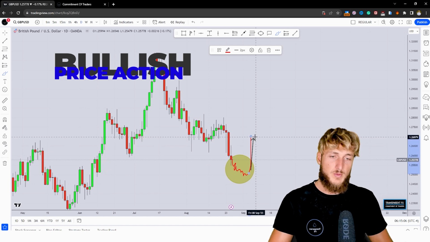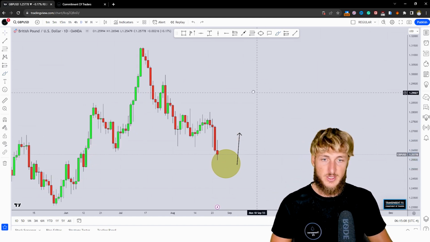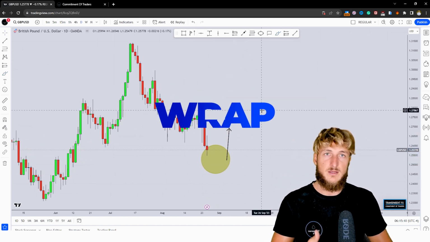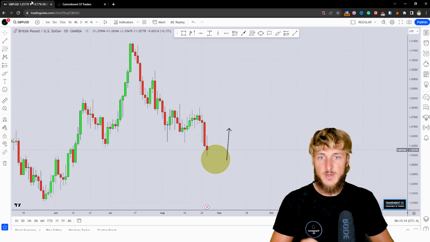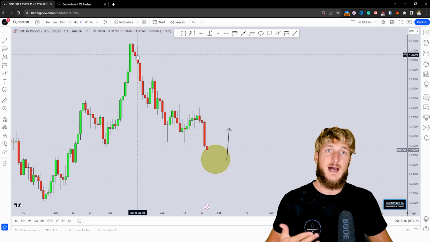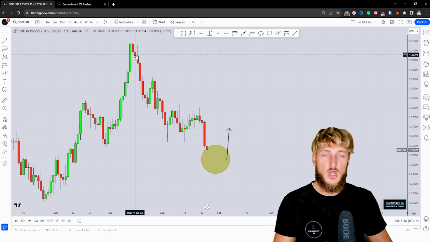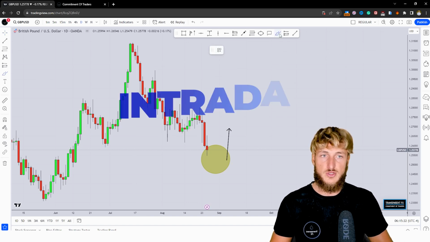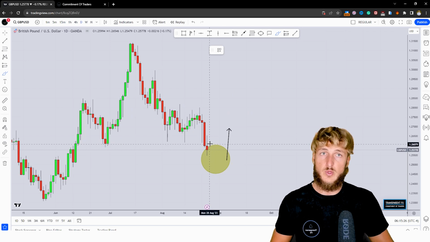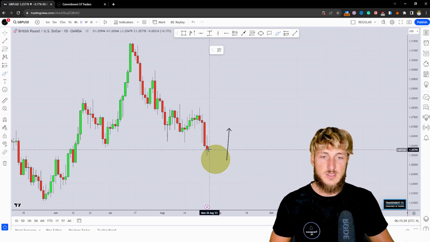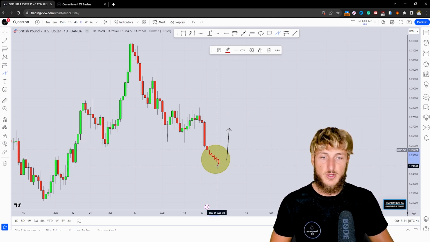So how could we be approaching this potential move higher? Now, as usual, trading is reactive and not predictive. The monthly, weekly, and daily combined with the COT data, those are the best time frames from a directional perspective. However, when it comes to confirmations and entries, the best time frames are the intraday time frames, so 4 hour and lower.